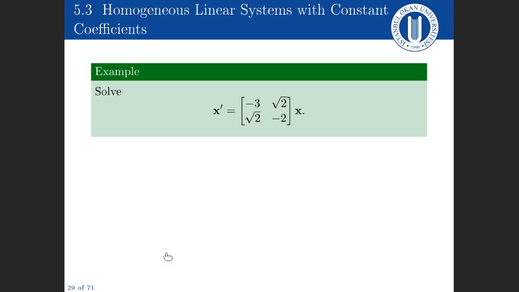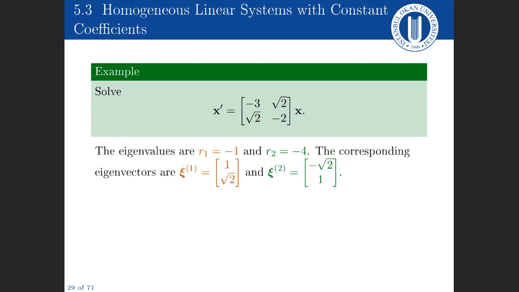Another example, solve x prime is equal to minus 3, root 2, root 2, minus 2x. In other words, find the general solution to this linear system. I'll just tell you the eigenvalues and the eigenvectors. The eigenvalues are minus 1 and minus 4. The eigenvectors are 1, root 2, and minus root 2.